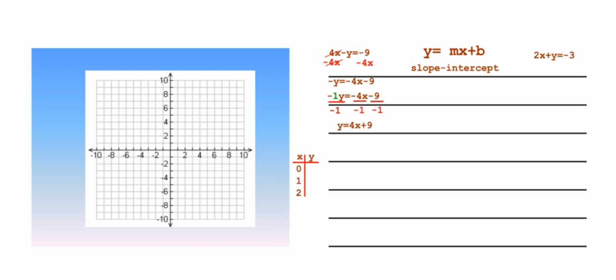Negative 1 divided by negative 1 cancels out. And therefore, on the right side, we have negative 4x divided by negative 1. Well, negative and negative makes it positive. 4 divided by 1 gives us 4. And then the last part of that, 9 divided by 1, still 9, but negative divided by negative is a positive 9. So there's our formula then in slope-intercept format. y equals 4x plus 9.